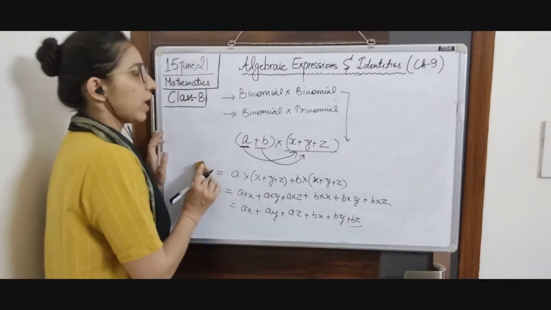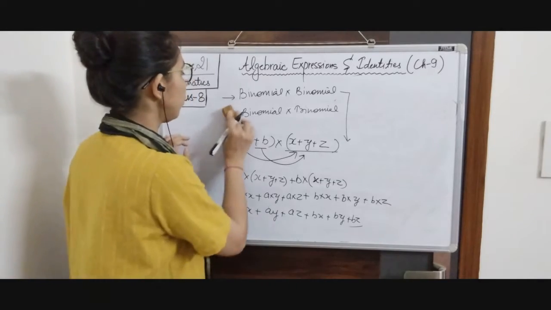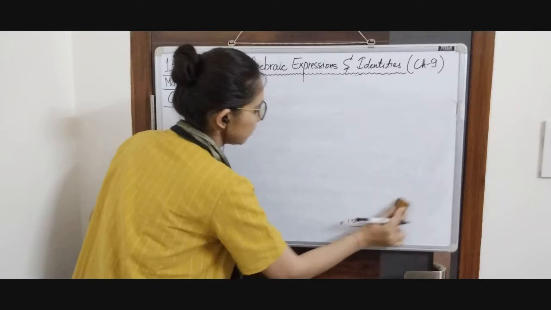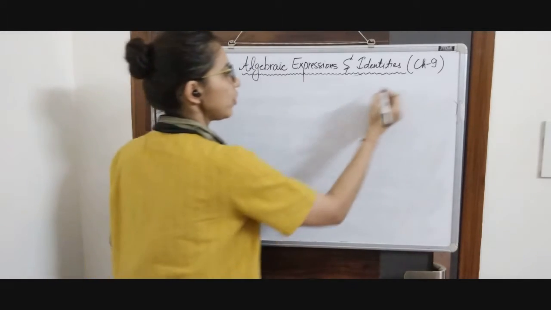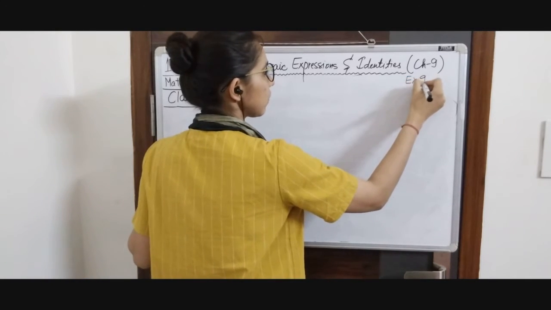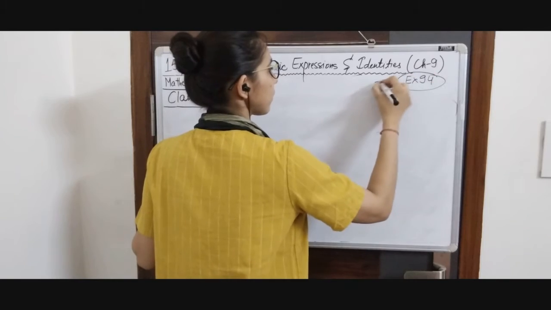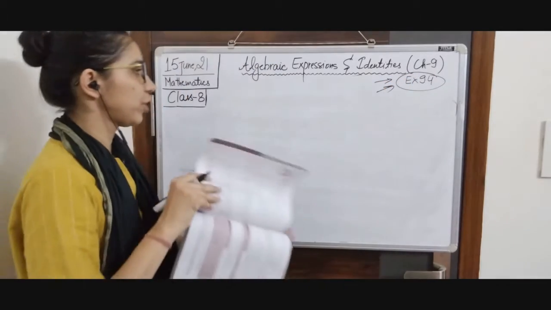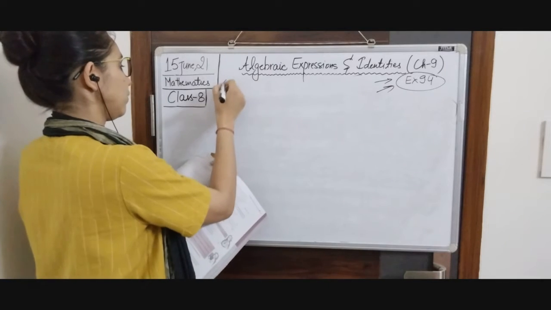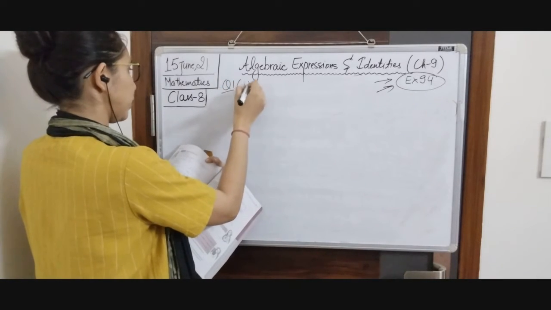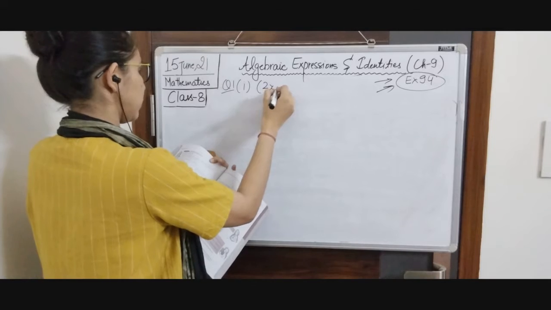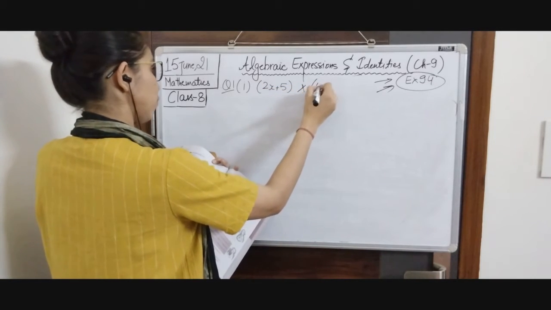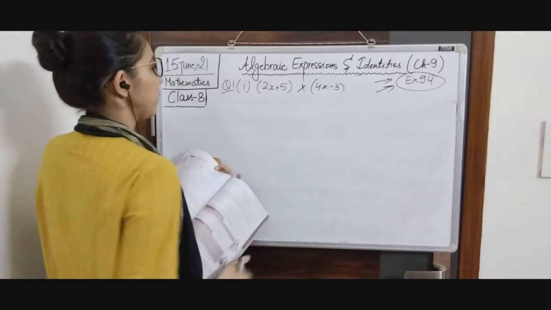Now we are going to start with exercise 9.4, in which you will be solving more questions like this. Exercise 9.4. We are going to start with question number 1. In question number 1, we have to multiply a binomial with a binomial, and the first part is (2x plus 5) into (4x minus 3).